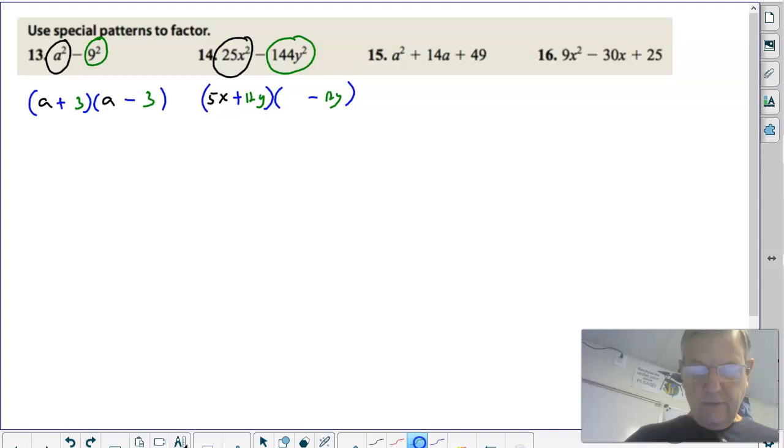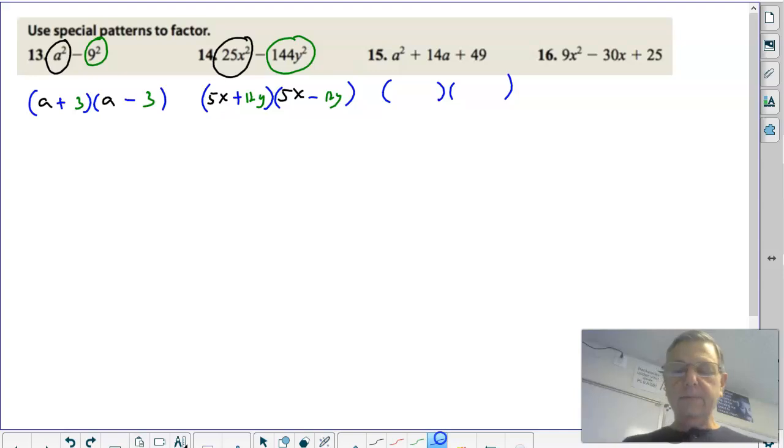And I forgot my front one here. So square root of the front in the front. Square root of the back in the back. And there's the answer. Okay, this one you're going to do trial and error. There's a pattern you'll learn later.